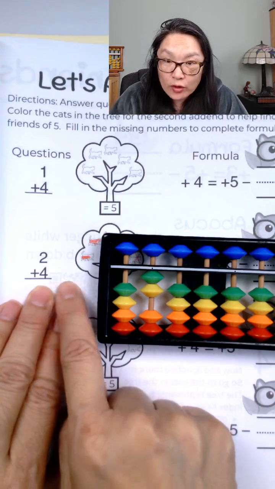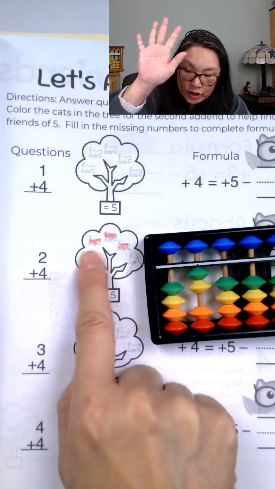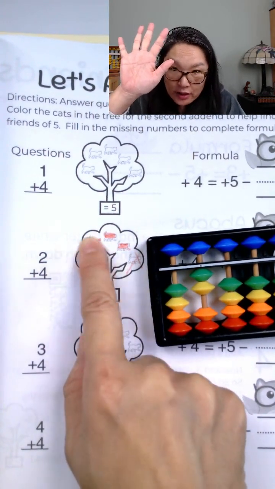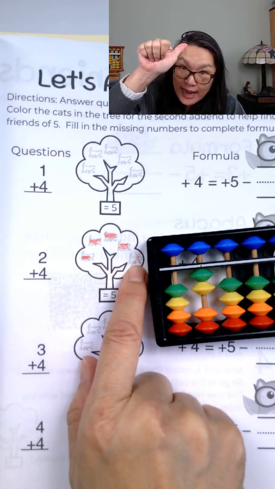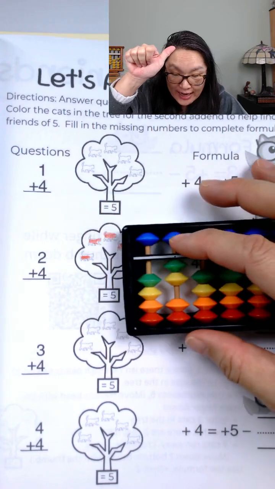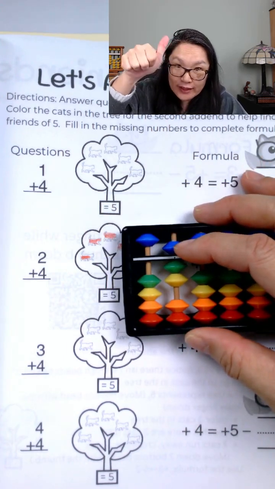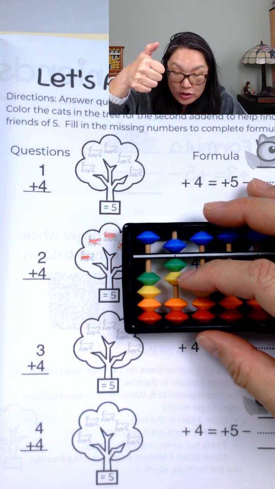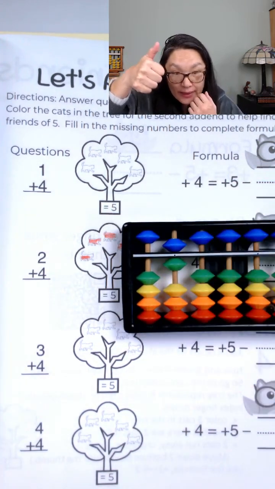Is there enough to plus the 4? No. Go to the cats in the tree. There's 5 cats in the tree. Grab 4 cats, right? I go to the cats in the tree, I add the 5. I grab 4 cats and 1 cat runs away. So 1 cat runs away, and so then my answer is 6.